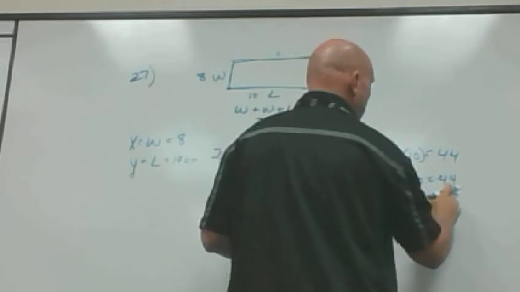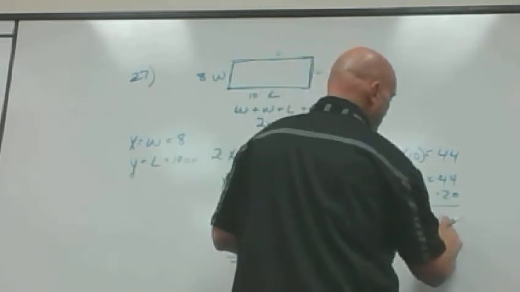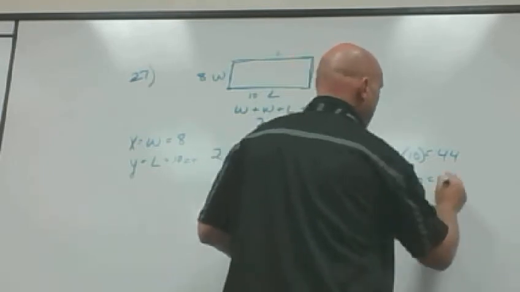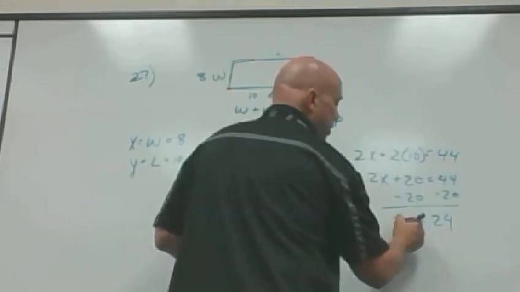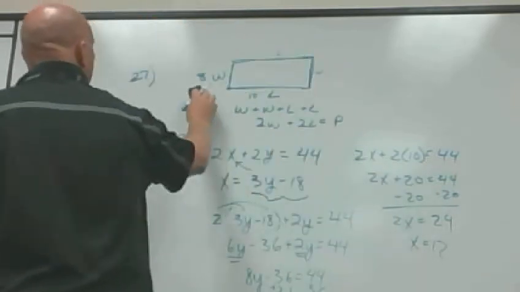Sorry. Correction. Sorry about that. That's actually 24. So 2x is equal to 24 means x equals 12, not 8.